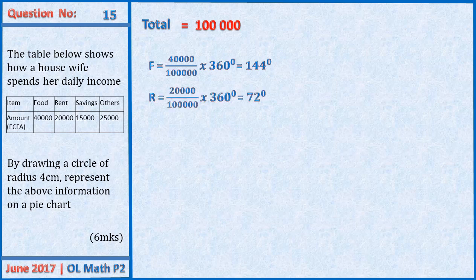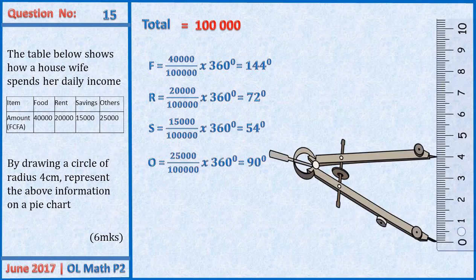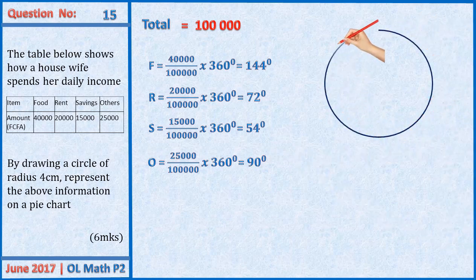Now the second expenditure is on rent. 20,000 over 100,000 times 360 degrees gives us 72 degrees. Then on savings, we have 54 degrees. And on others, we have 90 degrees. The question states that using a radius of 4 centimeters, so you have to take your compass and go to your ruler, and measure out 4 centimeters as shown on screen. You now have the radius of the circle. You place one point and now come out with your circle. That's how the circle has to be done, because they will measure.